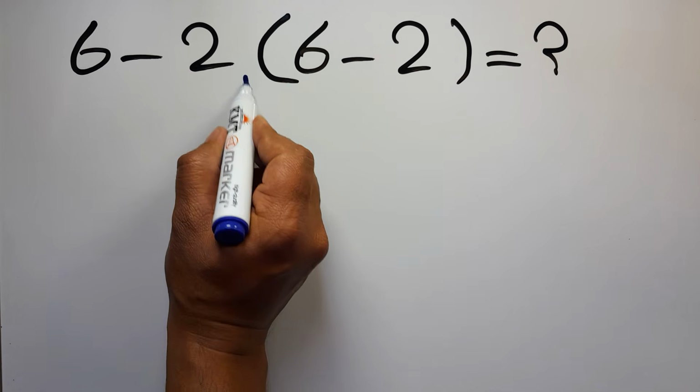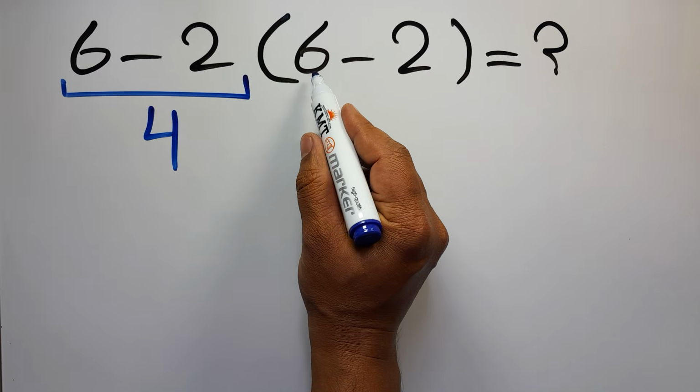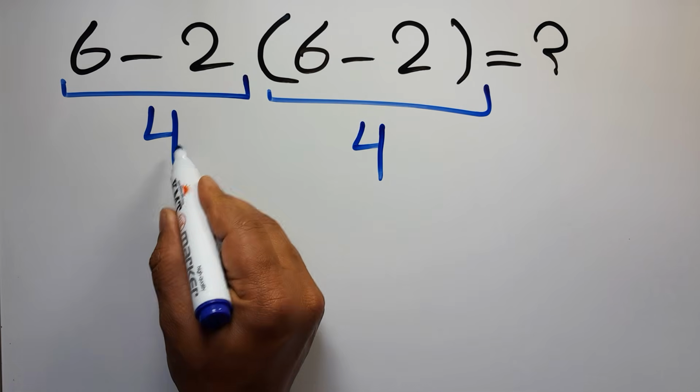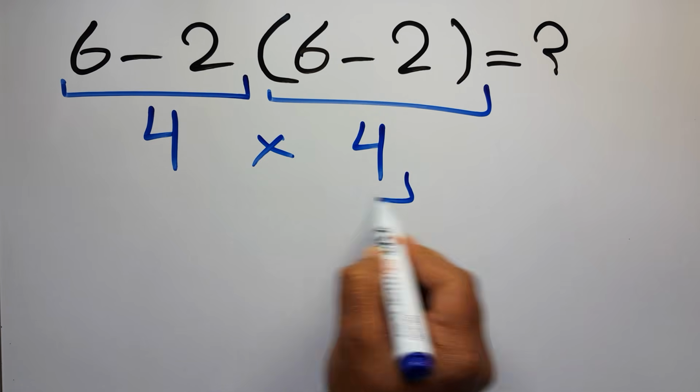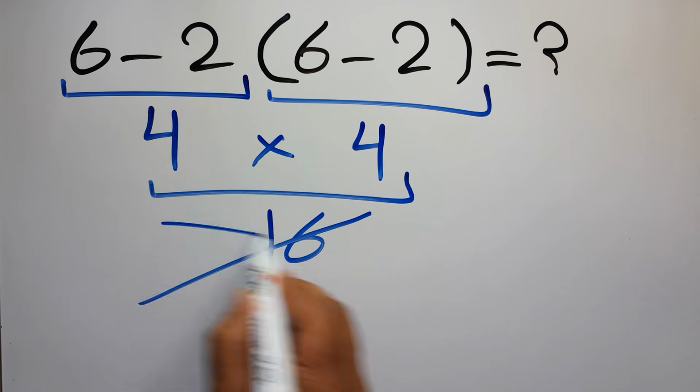6 minus 2 equals 4. And again here inside this parenthesis, we have 6 minus 2. So 4 times 4 is just 16. But this answer is not correct.